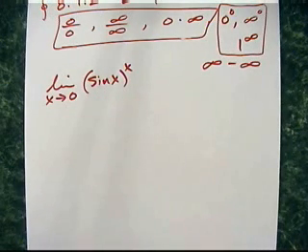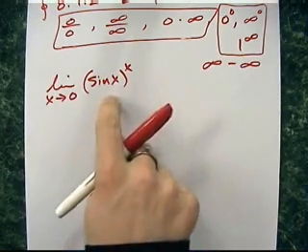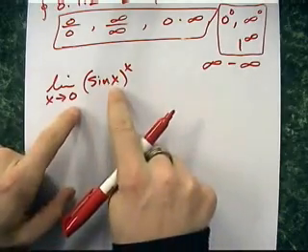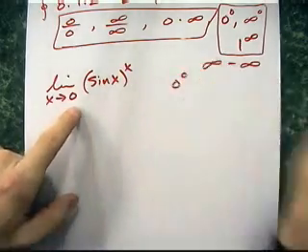It could equal 3, considering this function. You're right, it could equal 3. But if I were to plug in a 0, I get sine of 0, which is 0, raised to the 0 power. So my form here is 0 to the 0.